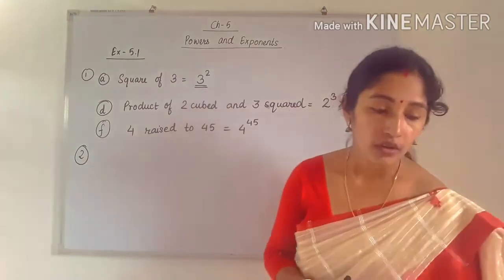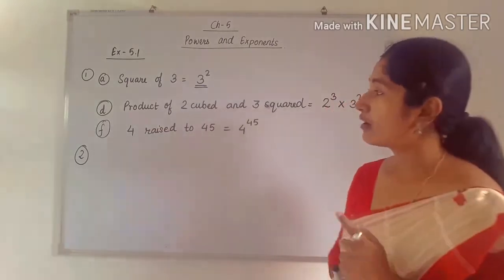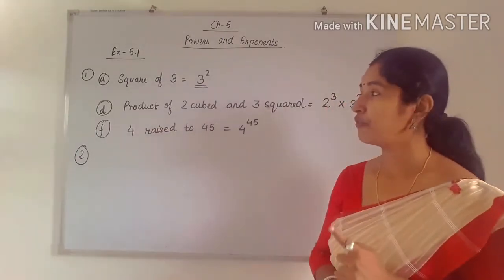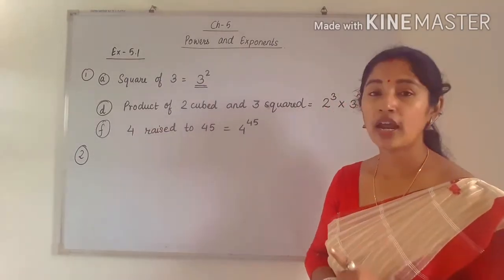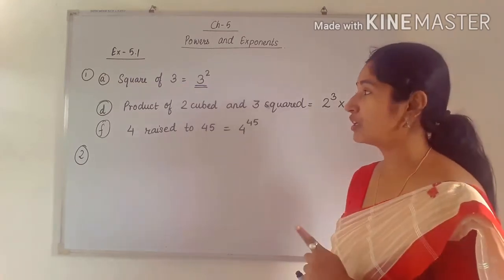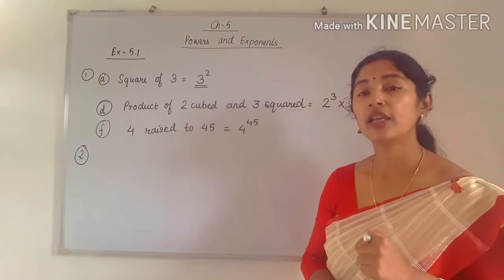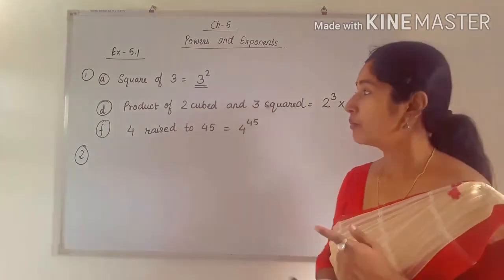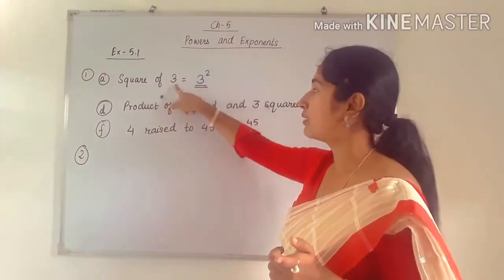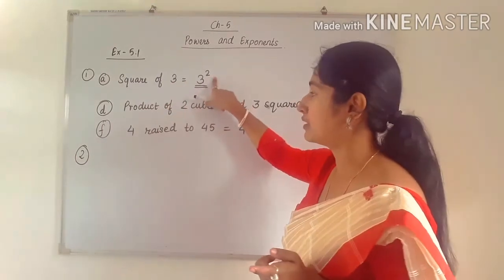So number A is square of 3. That means you have to write the power of 3 as 2. The meaning of square is what? 2. You have to multiply it 2 times. That means the number 3 you have to multiply 2 times. So 3 to the power 2 will be the answer.